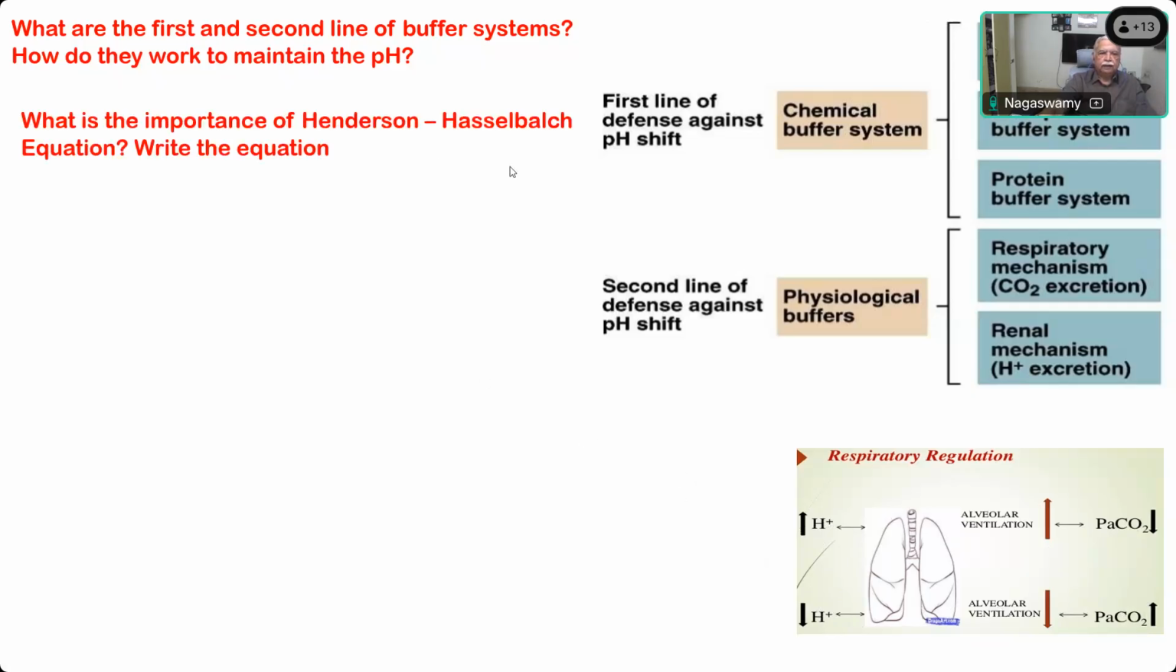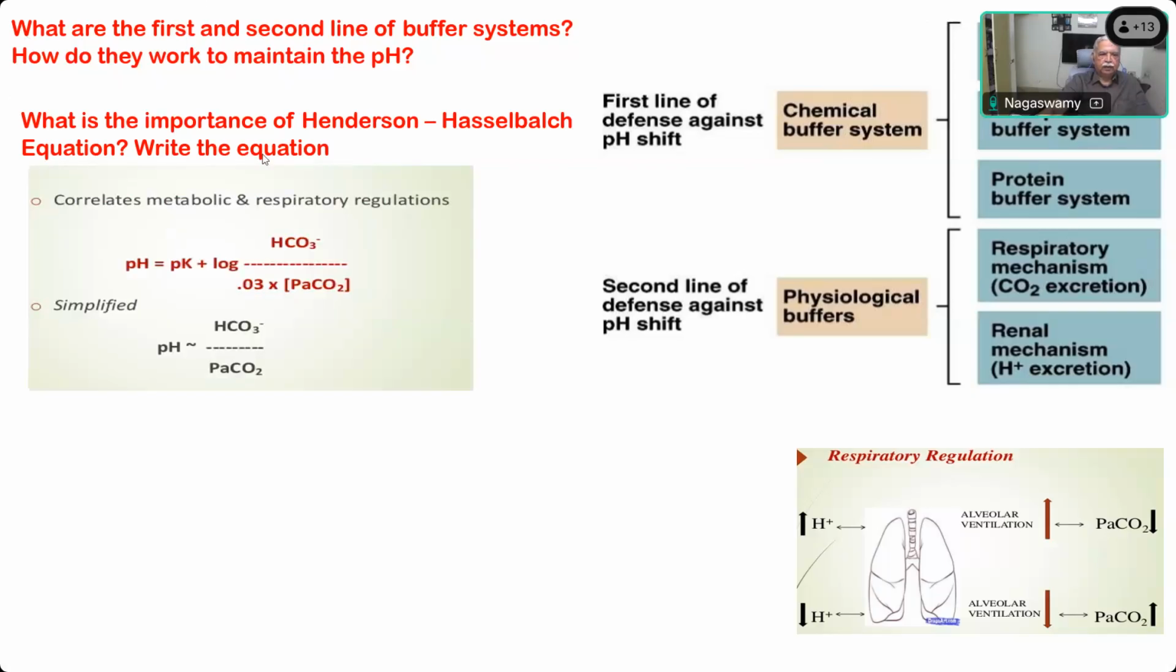What is the importance of Henderson-Hasselbalch equation? How can you write the equation? Sometimes in exams they give you a paper and pen and ask you to write the equations also. What does it compare? pH and the pKa. It is the relationship between pH, bicarb and PCO2. It correlates metabolic and respiratory regulation. So pH is pKa plus log of bicarb by PaCO2. Simplified, pH is equal to bicarb by PaCO2. So the importance of this equation is to correlate the changes or the responses between metabolic and respiratory regulation.